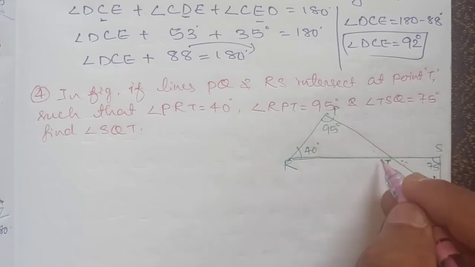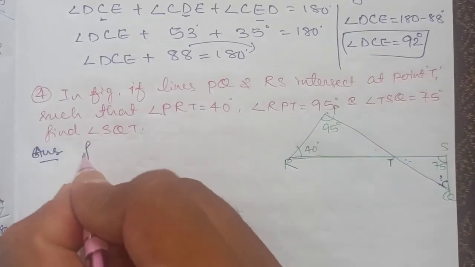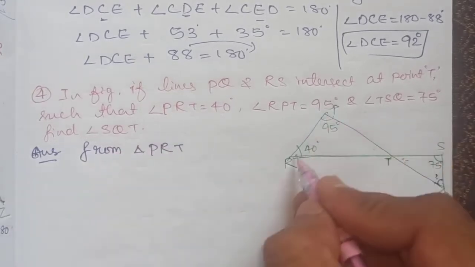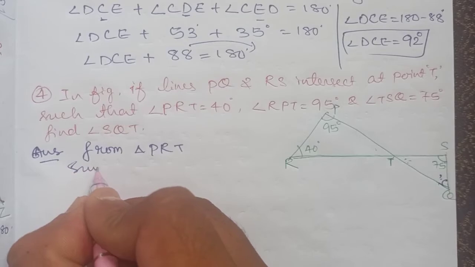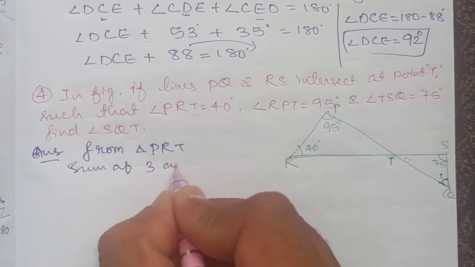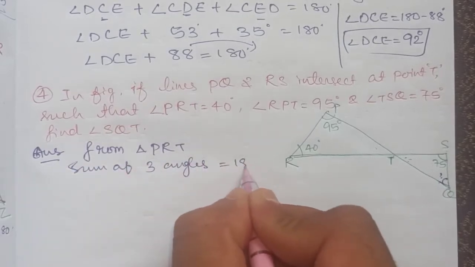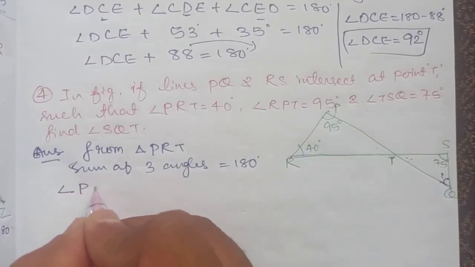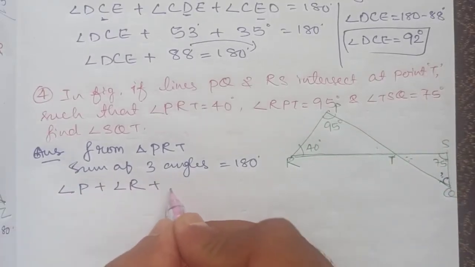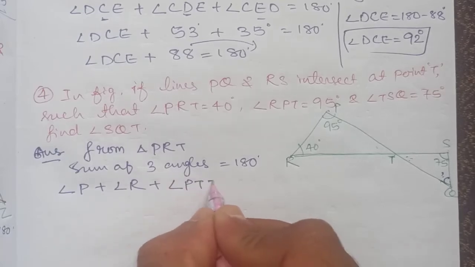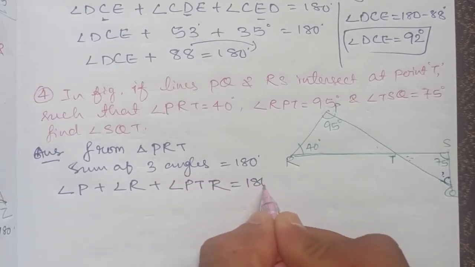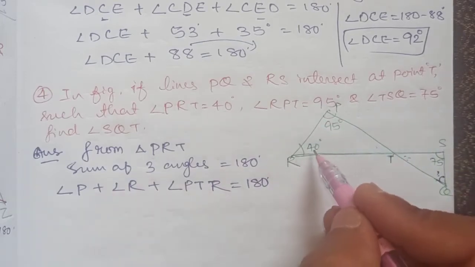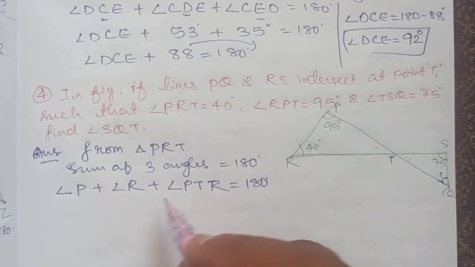So from triangle PRT, the sum of three angles is 180 degrees. That is angle P plus angle R plus angle PTR equals 180 degrees. Here only one angle is there, that's why I wrote a single alphabet. Here also one angle is there, that's why I wrote a single alphabet.